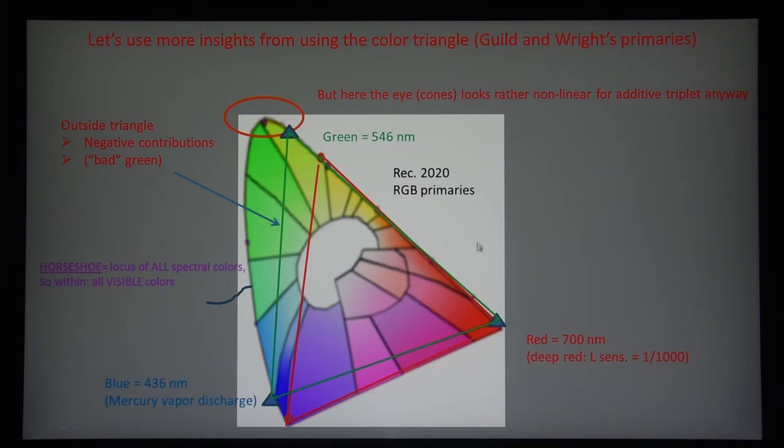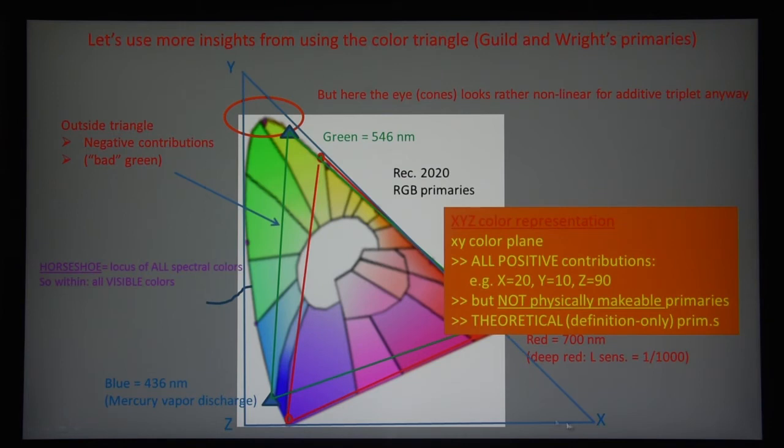But Guild and Wright said, let's make yet another even bigger triangle which encompasses everything. And they call that the XYZ triangle, and you will encounter it often. It's the so-called standard human observer. Everybody sees color slightly differently, but on average we see color more or less the same, and you can define what we see by these XYZ values. And in fact, since the triangle covers everything, the X, Y and Z value will all be positive. That's nice. But there is of course a problem.